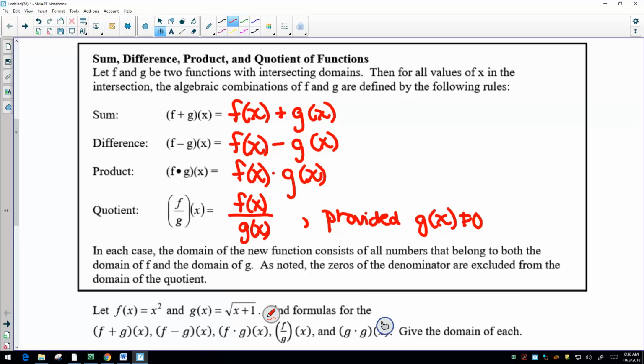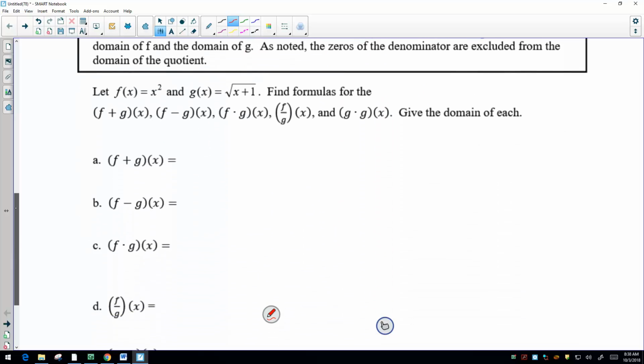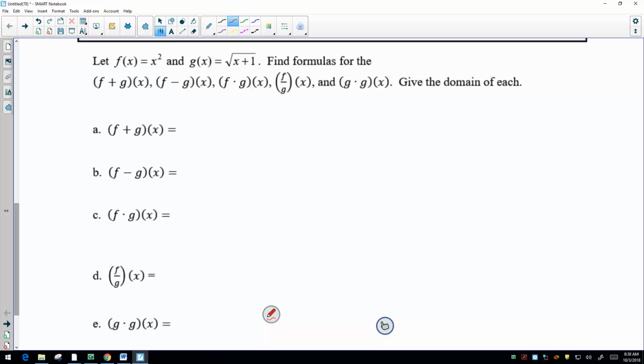Okay, so we're going to try some of these. We have two different functions down here. We have our f function, which is x squared, and our g function, which is the square root of x plus 1. We're going to combine these through addition, and then give the domain of each. Basically, at the end, take a look at the function and tell me what the domain would be.